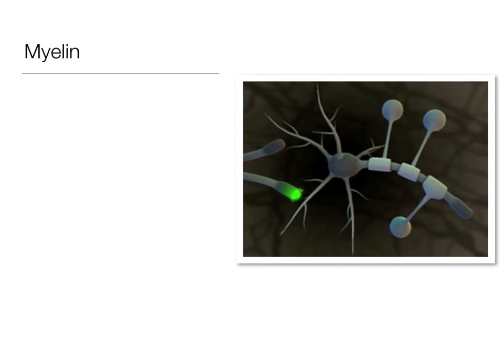At each node, the electrical impulse can be recharged by a strong flow of electrically charged particles entering through the membrane. The strengthening electrical impulse then jumps to the next node, where the process is repeated. Transmission of an electrical impulse is much more rapid, up to 10 times faster, in myelinated axons than in unmyelinated axons.